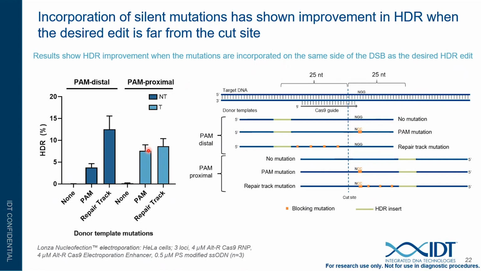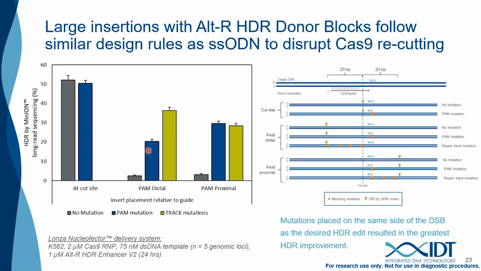In this case, we tested against 3 genomic loci with a small insert placement. And as I'll show in a moment, we have confirmed this trend with larger inserts as well. So in this experiment, we are inserting a 300 base pair sequence, so pushing the limits a bit more here, 20 base pairs upstream or downstream from the cut site. And again, we've compared donors that had no mutations to donors that contain PAM mutations or that contained the repair track mutations.